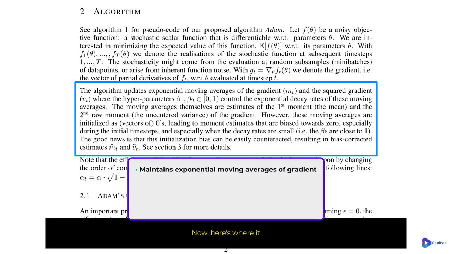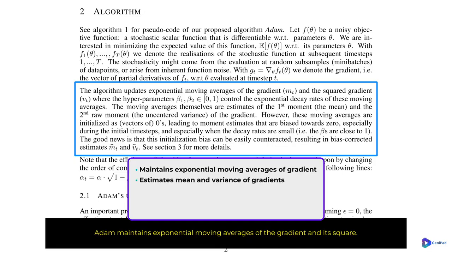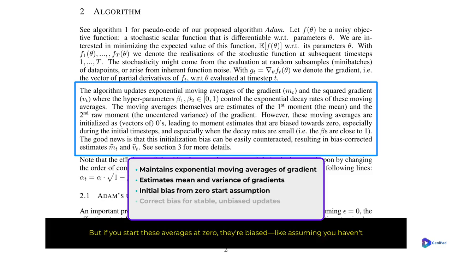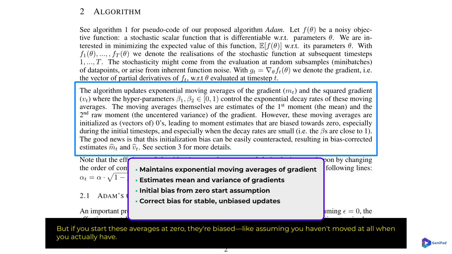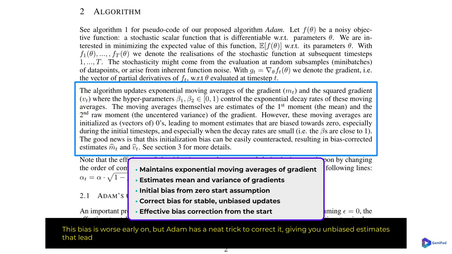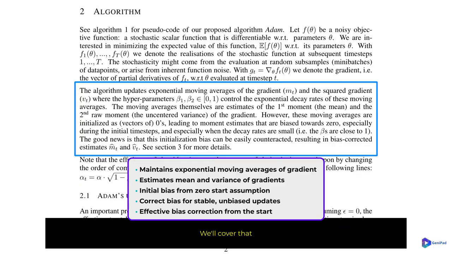Now, here's where it gets clever. Atom maintains exponential moving averages of the gradient and its square. Why? To estimate the mean and variance of the gradients over time. But if you start these averages at 0, they're biased, like assuming you haven't moved at all when you actually have. This bias is worse early on, but Atom has a neat trick to correct it, giving you unbiased estimates that lead to more stable updates. We'll cover that correction in detail later, so stay tuned for how it makes Atom so effective from the get-go.